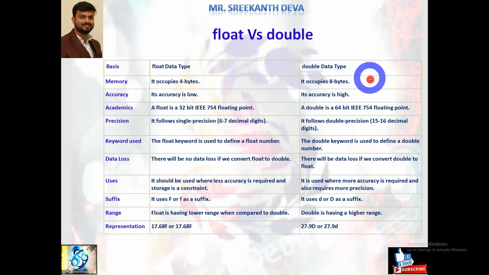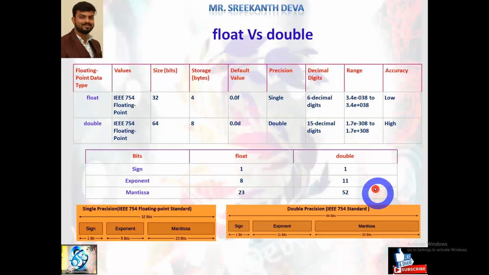Coming to the double data type, if I want to represent a value as double data type, you go with capital D or small d as the suffix to that value. It represents the double data type. So these are the basic differences between float and double data types.